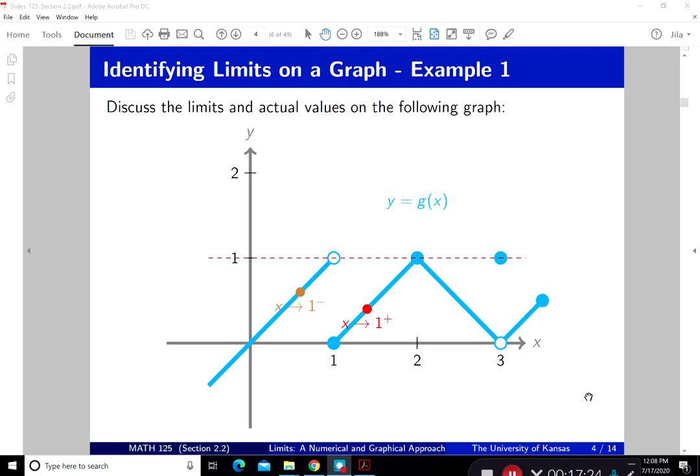So now example 1, another example, identifying limits on a graph. Discuss the limits and actual value on the following graph.